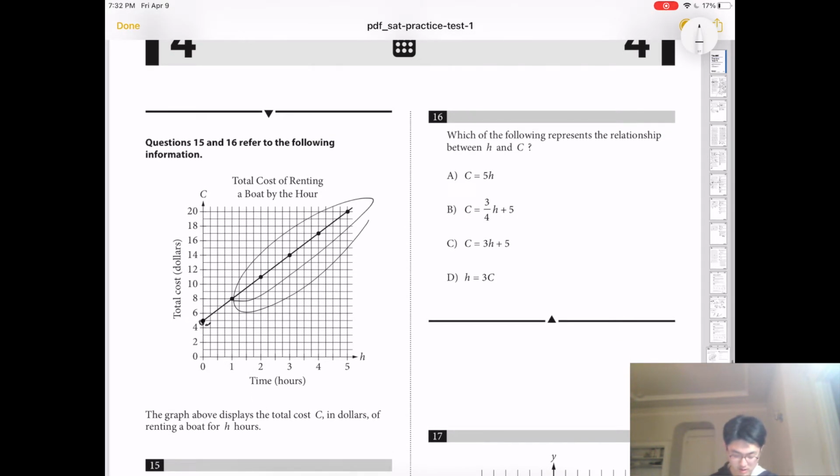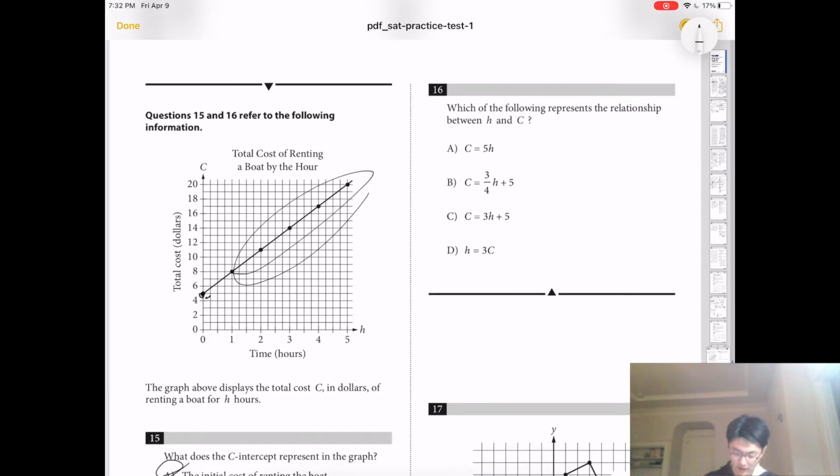Number 16, which of the following represents a relationship between H and C? Okay, the intercept is going to be 5. So C is something times H plus 5. And we see that every hour it goes up by 3. So the answer would be C equals 3H plus 5, which is C.